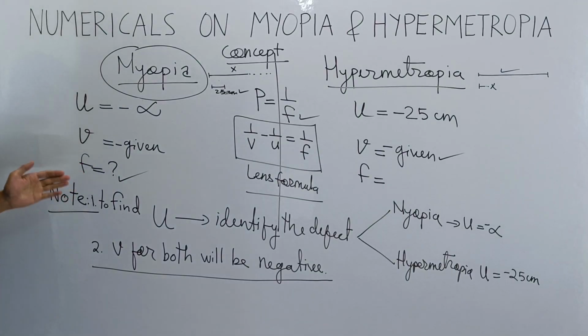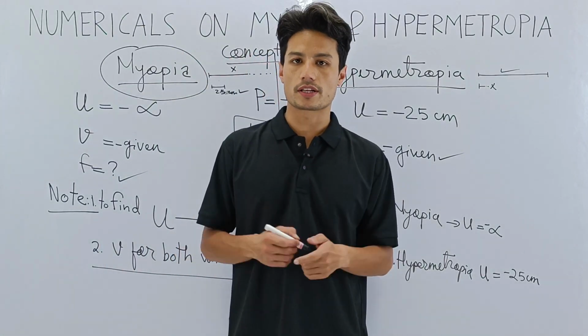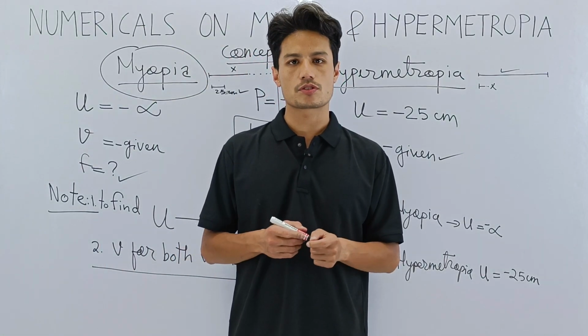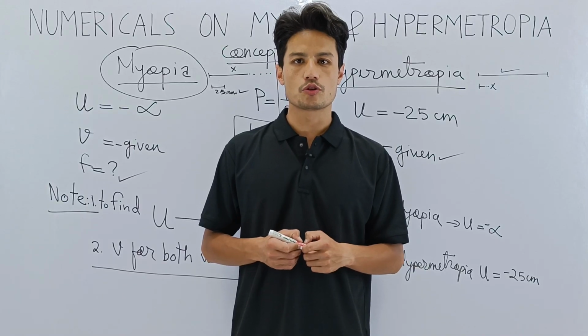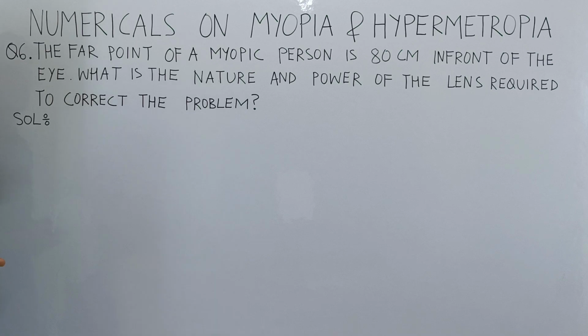So now we will do the numericals which are given in the textbook. Let us proceed with the numericals now. Here I have written the question. It is taken from exercise question number 6 from the textbook. The far point of a myopic person is 80 cm in front of the eye. What is the nature and power of the lens required to correct the problem?